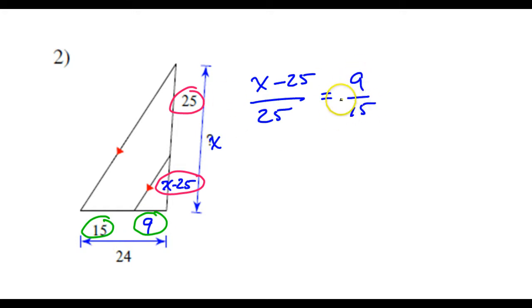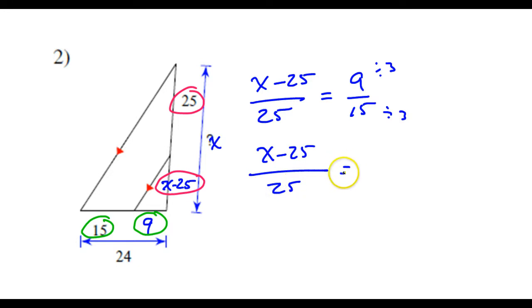Now I like to reduce these. Both of these are divisible by 3. So that'll give me x minus 25 over 25 equals 3/5. So then I could cross multiply. When I multiply the 5 times the x minus 25, don't forget to distribute. In fact, let me show this extra step. We're doing 5 times x minus 25.